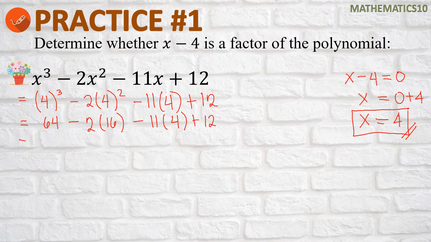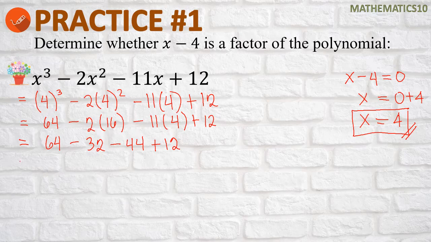Next, we're done with processing the terms with exponent, and now we are going to proceed with multiplication. So I will evaluate those terms which need to be multiplied. Negative 2 times 16, negative 32. Then negative 11 times 4, negative 44. And I'll just copy first the constant, which is 12.